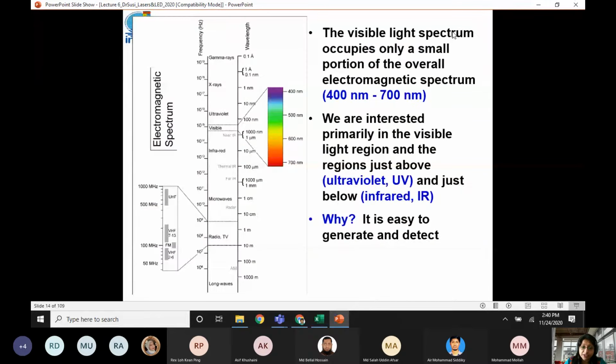And the visible light spectrum occupies only a small portion of the overall electromagnetic spectrum, from only 400 to 700 nanometers, okay? And we are interested in this region and also the adjacent regions, which are the ultraviolet and the infrared. Why? Because it is easy to generate them and also to detect them. So what's the meaning of generate? It is to make lasers and also LEDs, and detect means to create photodetectors and also solar cells.